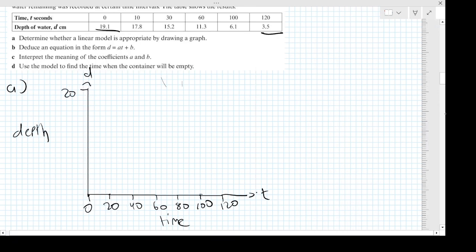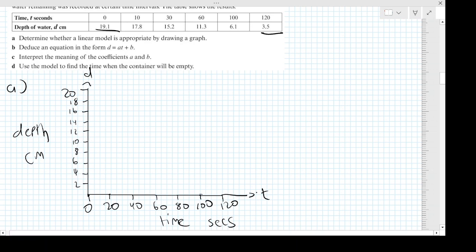You can include the units if you want to be very specific, centimeters and seconds, but as long as you've got the gist of it. So it goes up to 20, so 2 would be there. Let's go up in 2s: 4, 6, 8, 10, 12, 14, 16, 18, and 20. Okay, so our axes are drawn, I hope.